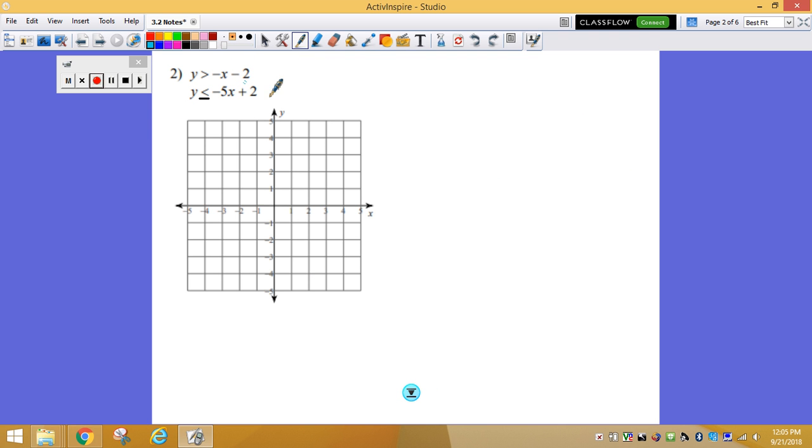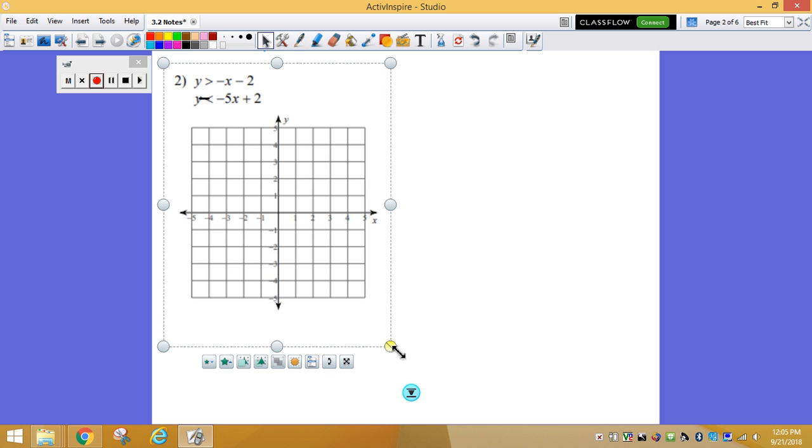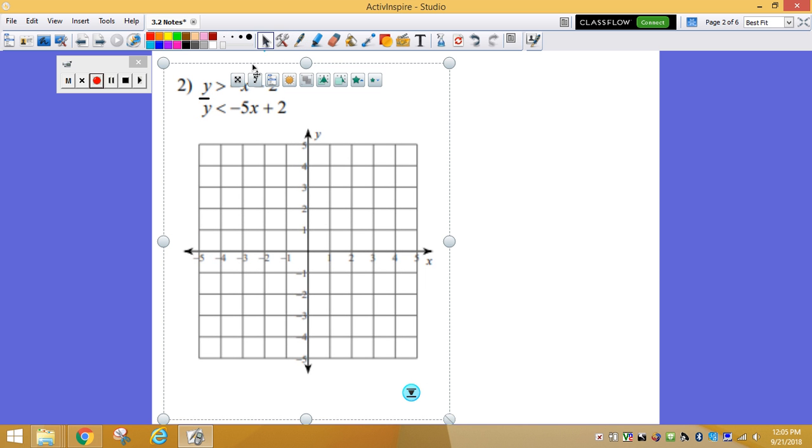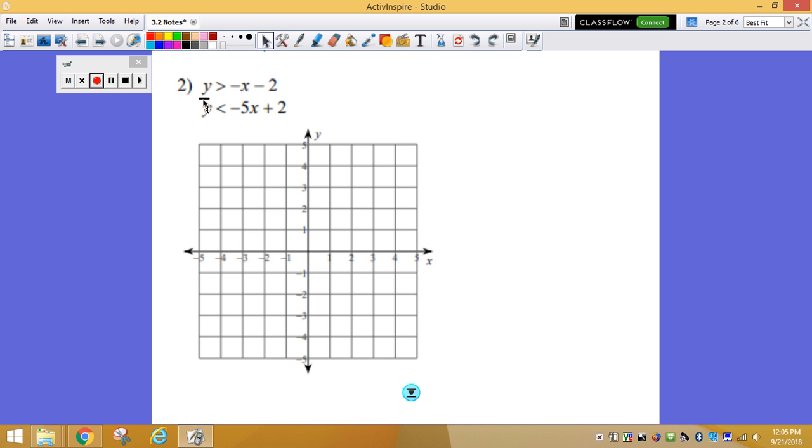Okay. So let's graph these two to start with. I'm going to make this a little bit bigger, actually. And let's move this line. So that's where I wanted it.